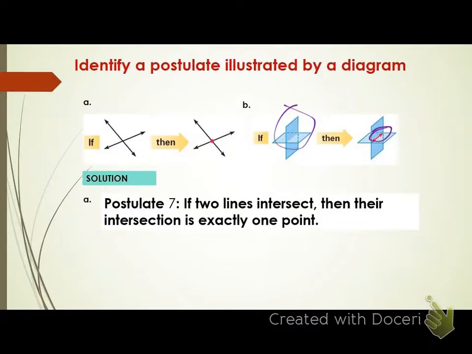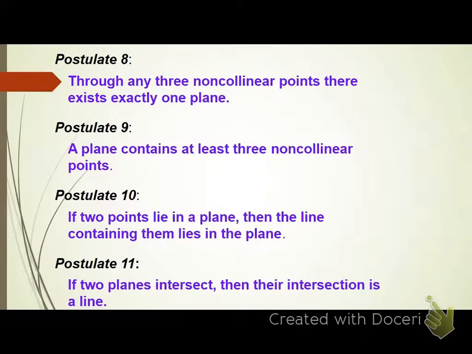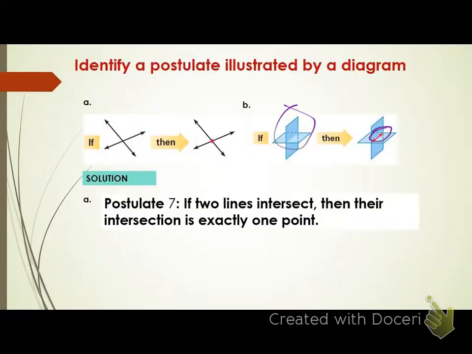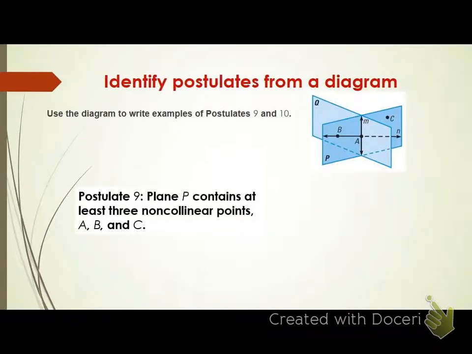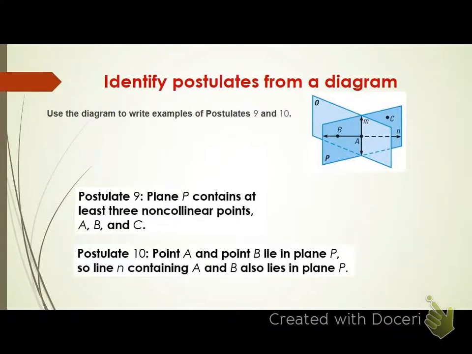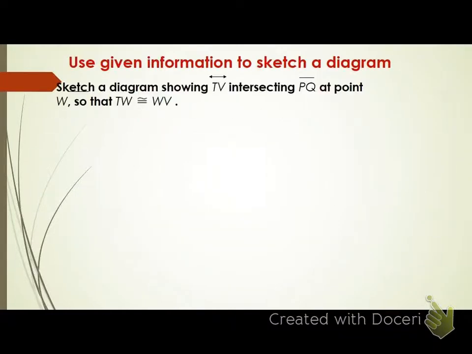Okay? Postulate 10, which says if 2 points lie in a plane, the line containing them lies in the plane, right? Then, using this diagram, you could say that points A and B lie in P. Therefore, line N is in plane P as well, right? Using that diagram. Okay? All right.